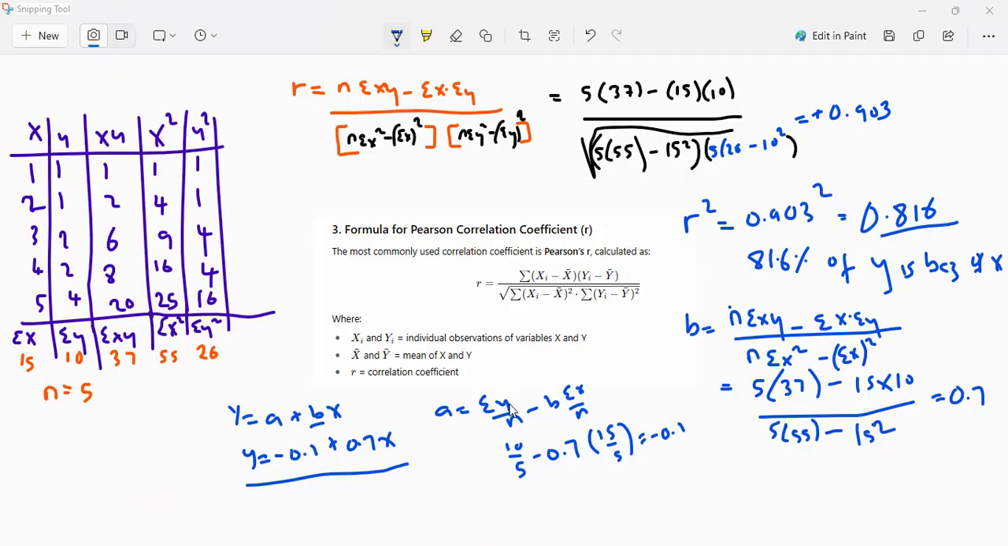Now we need to find our a. Our a is summation of y over n minus b, summation of x over n. So 10 over 5 minus 0.7 times 15 over 5. So the answer we're going to get is negative 0.1, which we put on the a. Negative 0.1.